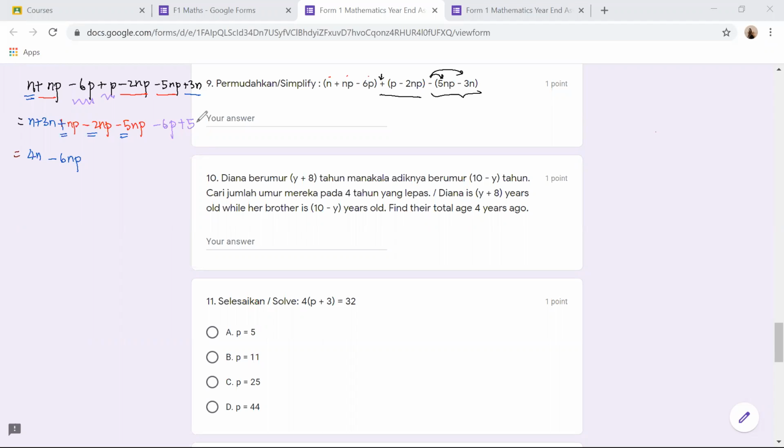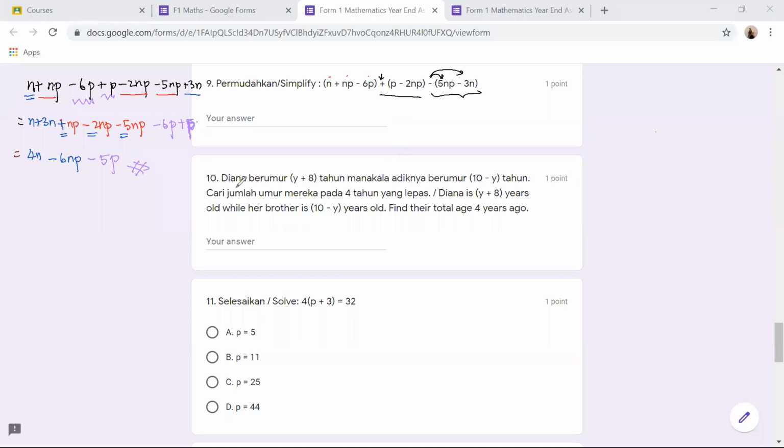Okay, and then negative 5p. How come? What did I write? Did I say 5 when I wrote 5, or did I just say p when I wrote 5? Minus 6p plus p. So the last part will be minus 6p plus p. We have minus 5p. So that will be our answer. Okay, 4n minus 6np minus 5p.